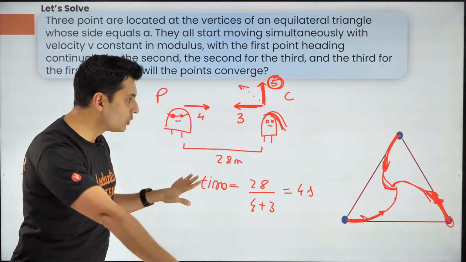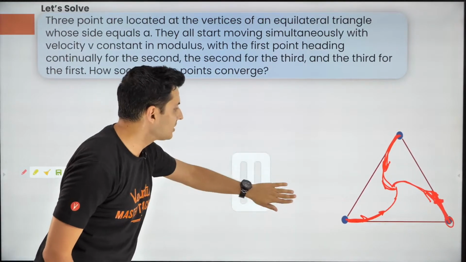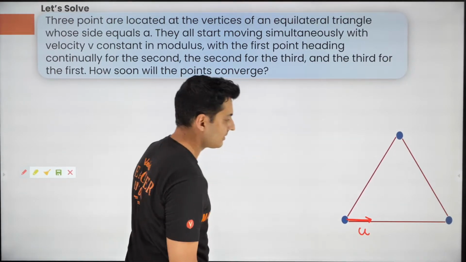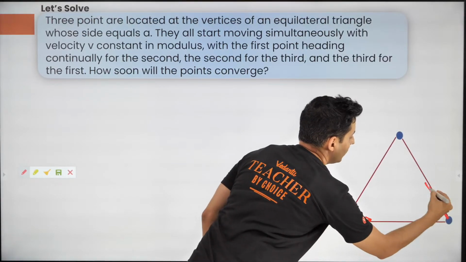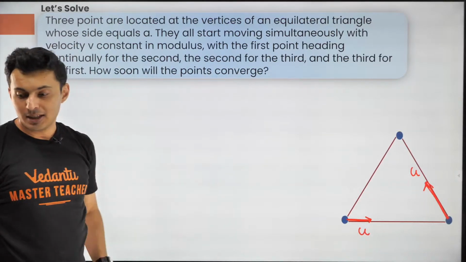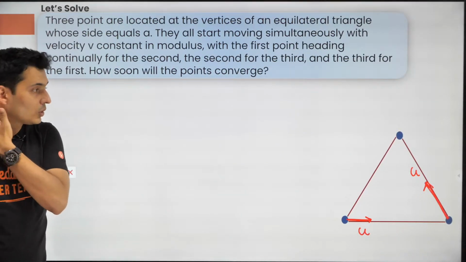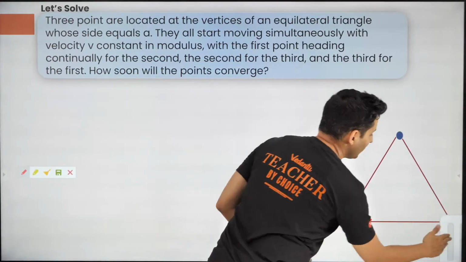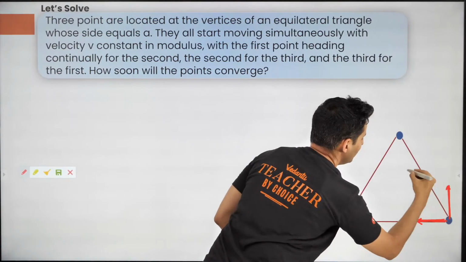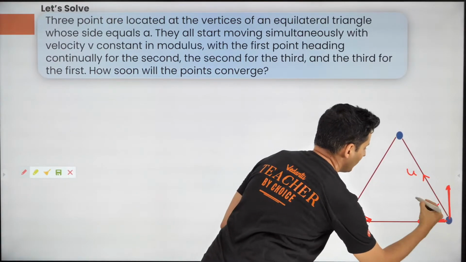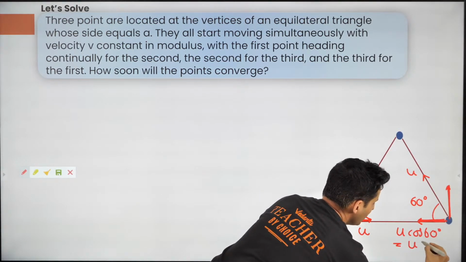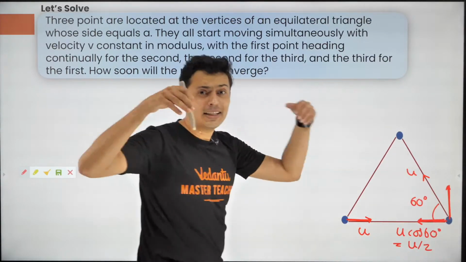Now this is the concept you have to use in this problem, guys. Think about it. This particle has a velocity of u like this. This particle has a velocity of u like that. Now that u can be split into 2 components, one here and one here. This angle is how much? 60 degrees. So this will be u cos 60. How much is u cos 60? U by 2.